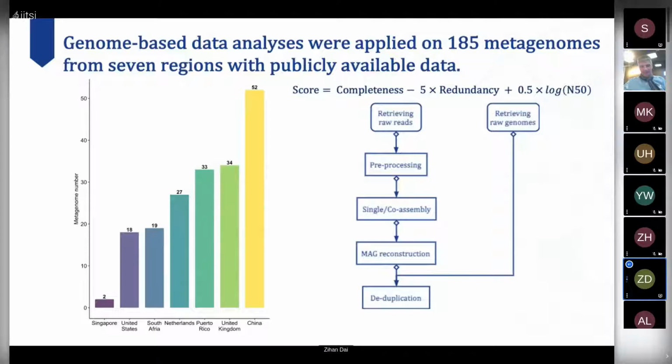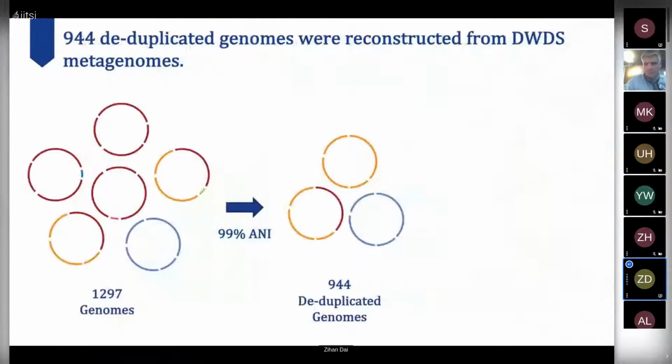Genome-resolved analysis workflow was applied on the data, including raw-read preprocessing, single or co-assembly based on sampling location, and metagenome assembled genome MAG reconstruction. After recovering MAGs, quality score was calculated according to this equation for each MAG. 1,297 MAGs of quality score higher than 50 were kept after quality control, and following deduplication was performed based on ANI threshold of 99%, resulting in 944 deduplicated genomes.